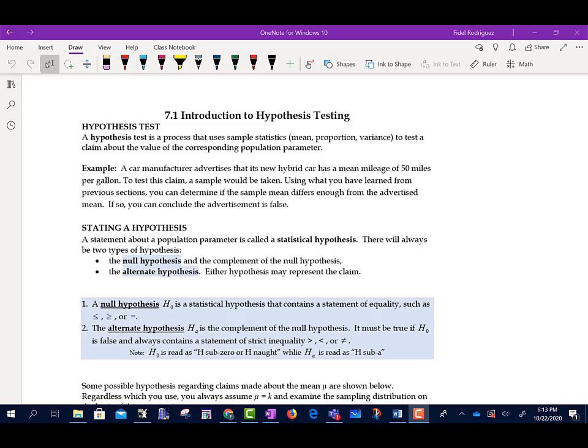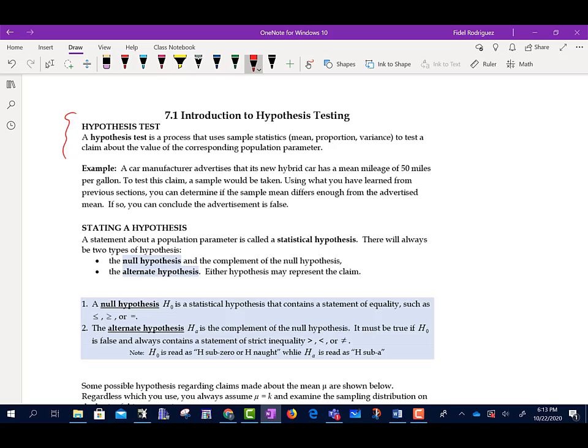Section 7.1 is an introduction to hypothesis testing. So we have something called a hypothesis test here, and it says a hypothesis test is a process that uses sample statistics like means, proportions, and variances to test a claim about the value of a corresponding population parameter.